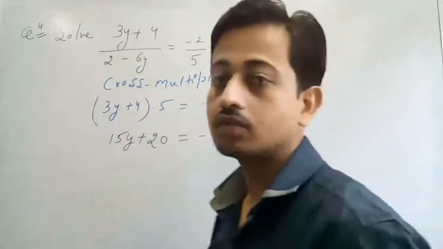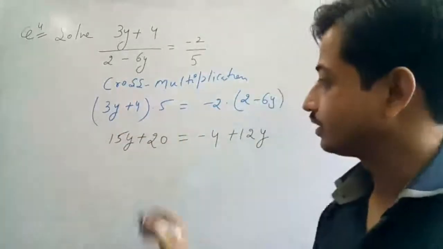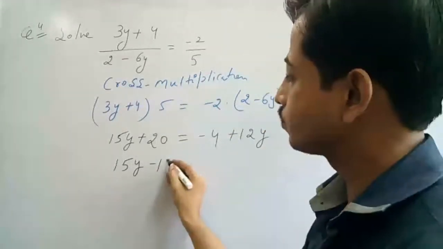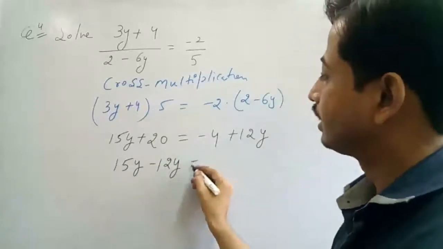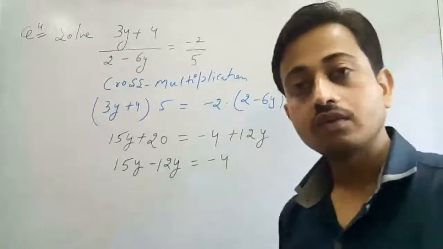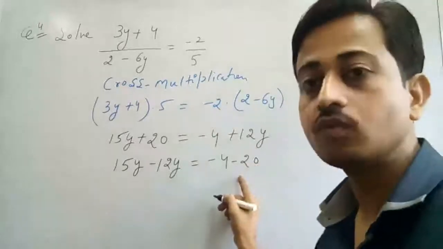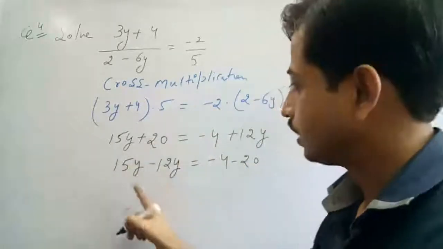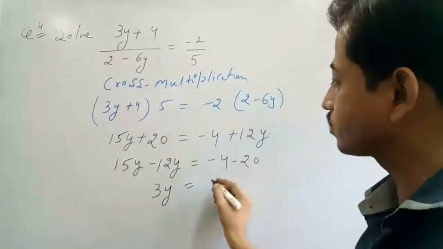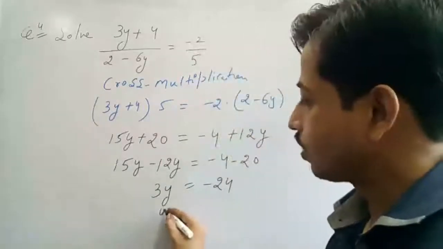Now we have to get the value of y. So you have to take this 12y to the left hand side. So it becomes negative because here the sign is positive. So it becomes 15y minus 12y. And same here, I have to take this 20 to the right hand side because we have to separate the variables and the constant terms. So this again becomes negative 20. 15y minus 12y, we get 3y, which is equal to minus 4 minus 20, which is equal to minus 24.